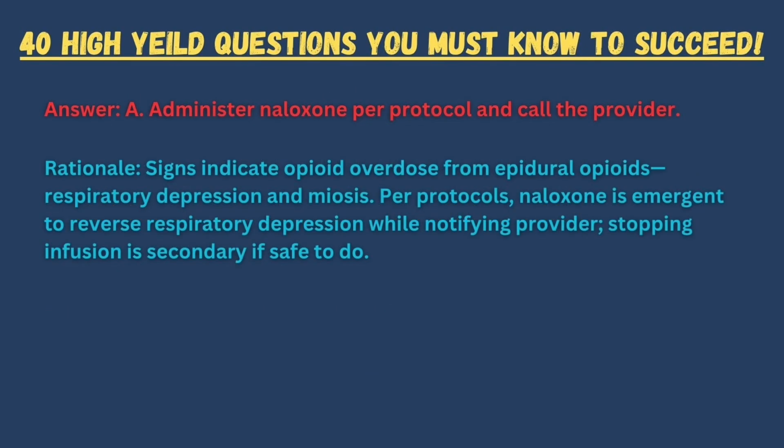Answer. A. Administer naloxone per protocol and call the provider. Rationale. Signs indicate opioid overdose from epidural opioids, respiratory depression, and meiosis. Per protocols, naloxone is emergent to reverse respiratory depression while notifying provider. Stopping infusion is secondary if safe to do.